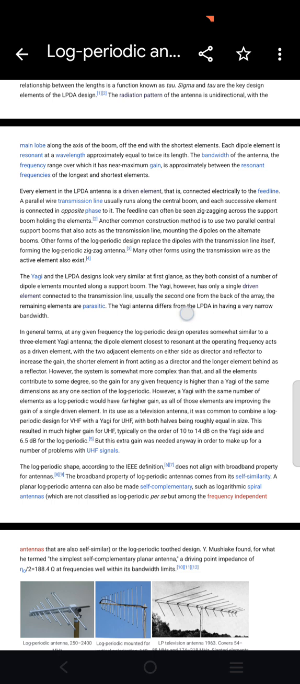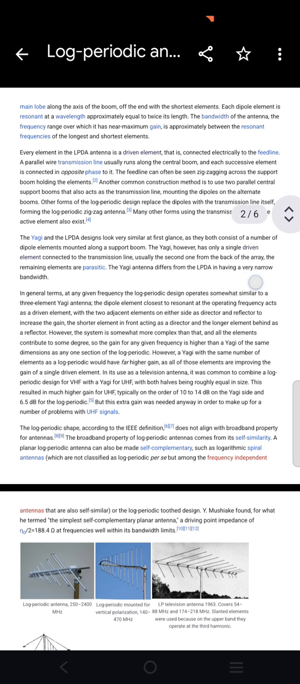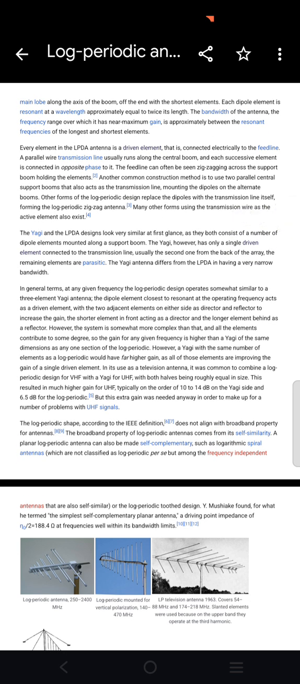The Yagi and LPDA designs look very similar at first glance, as they both consist of a number of dipole elements mounted along a support boom. The Yagi, however, has only a single driven element connected to the transmission line, usually the second one from the back of the array. The remaining elements are parasitic. The Yagi antenna differs from the log periodic dipole antenna in having a very narrow bandwidth.